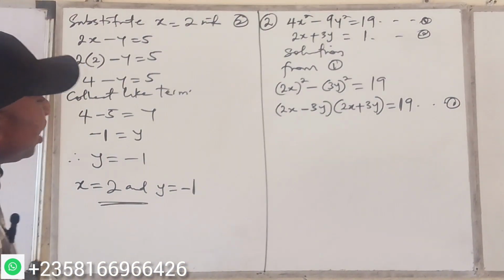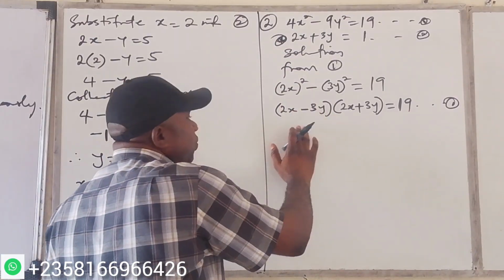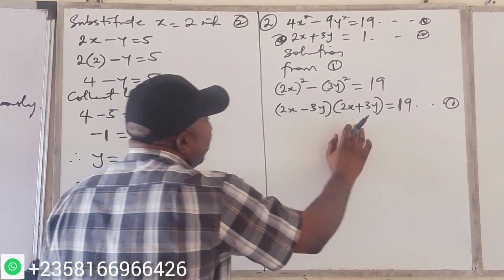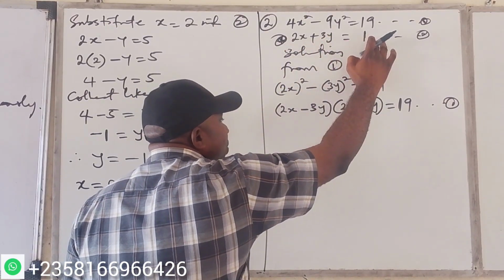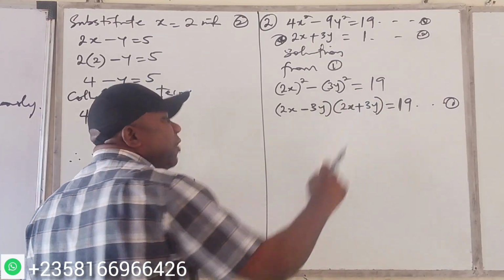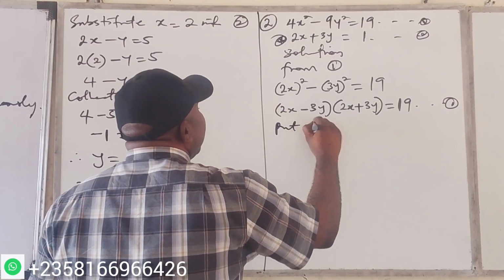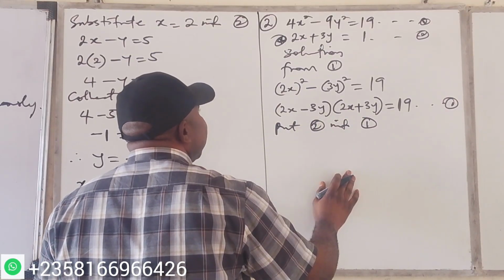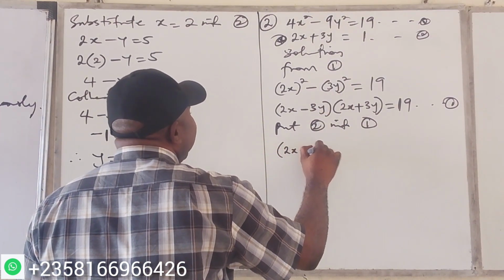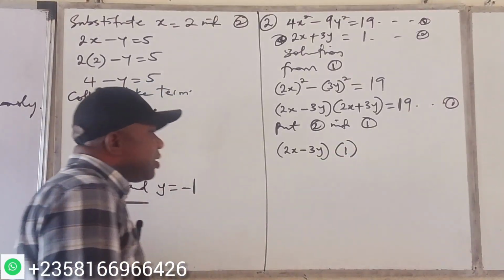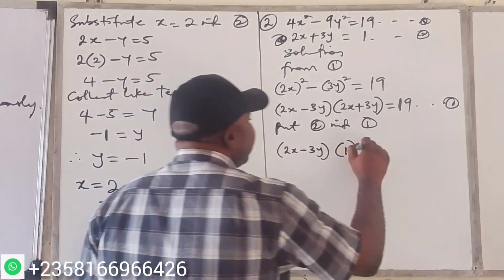Yes, it's equation 1. Now looking at equation 2, you'll discover that this equation 2 is actually inside equation 1. Yes, because here in equation 1, we have 2x plus 3y, and look at it here. They are telling us here that 2x plus 3y is equal to 1. So it means this particular value is 1. Yes. So now let's put equation 2 into equation 1. So it means we have 2x minus 3y times 1, because 2x plus 3y is 1. So this value here is 1. So now it's equal to 19.